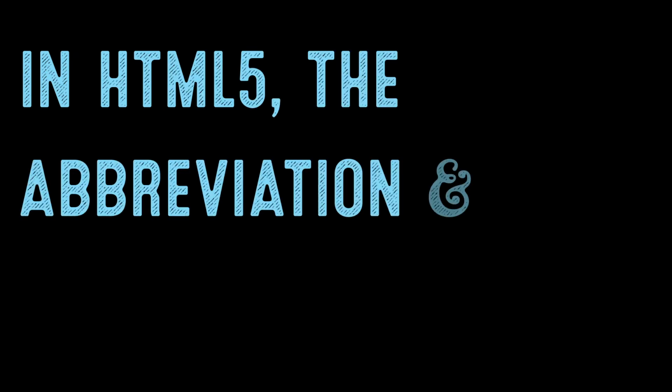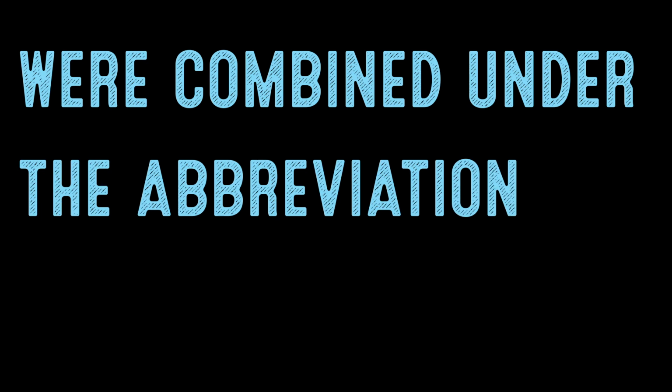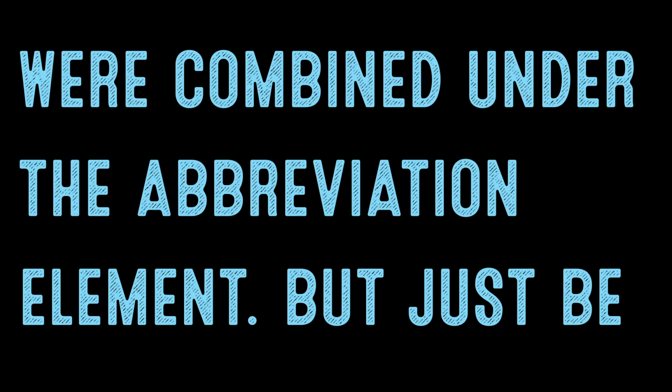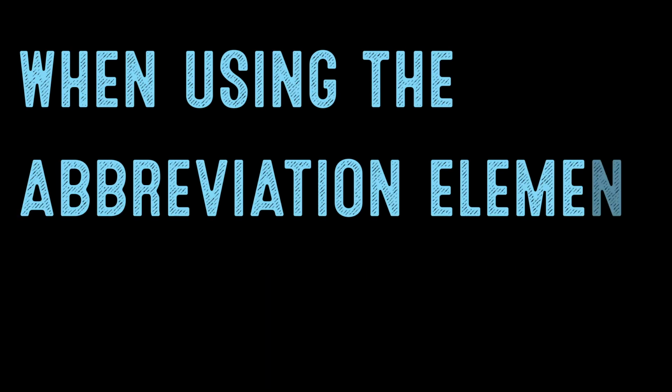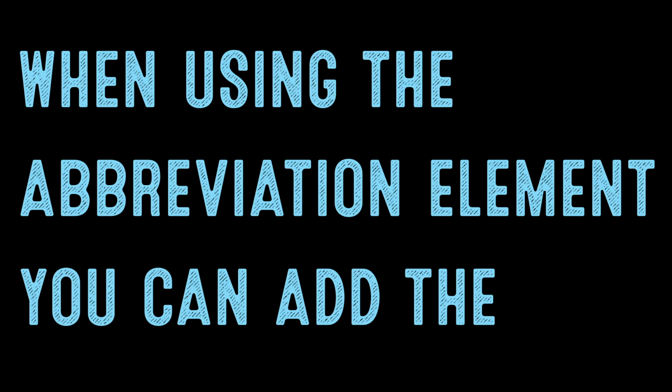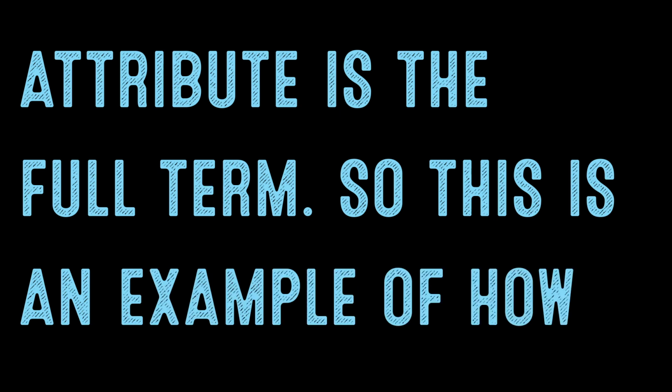In HTML5, the abbreviation and acronym elements were combined under the abbreviation element. But just be aware that you may see the older acronym element. When using the abbreviation element, you can add the title attribute to the opening tag. The value of the attribute is the full term. So this is an example of how this is written.